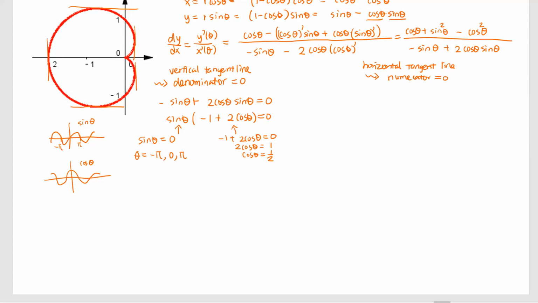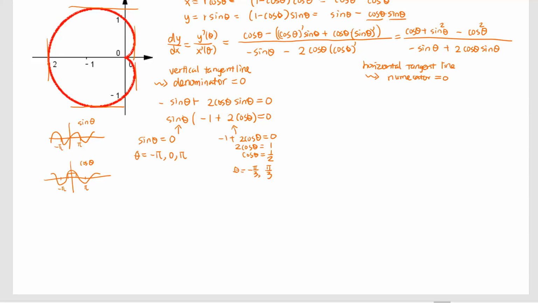So this is cosine. So we're looking for 1/2, okay? 1/2 right here. This is pi, this is minus pi. Okay, what angle gives us 1/2? Well, that is pi over 3 and minus pi over 3. So theta equals minus pi over 3 and pi over 3. So far, so good, everybody?